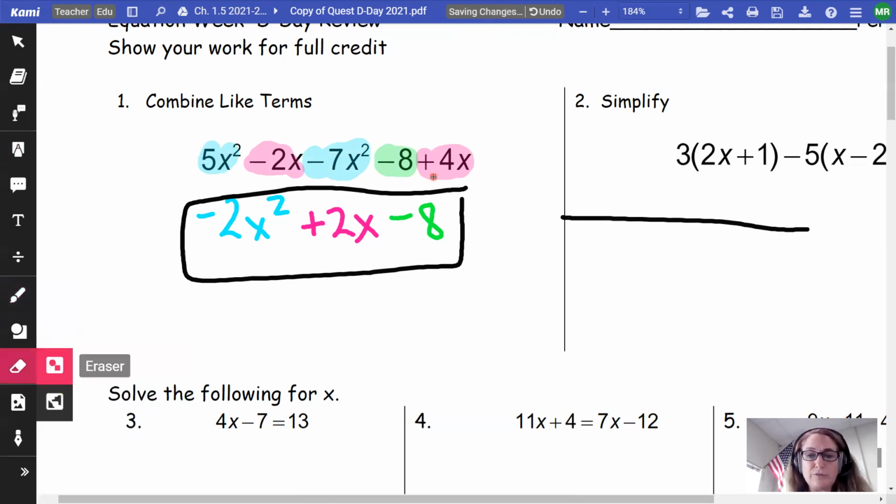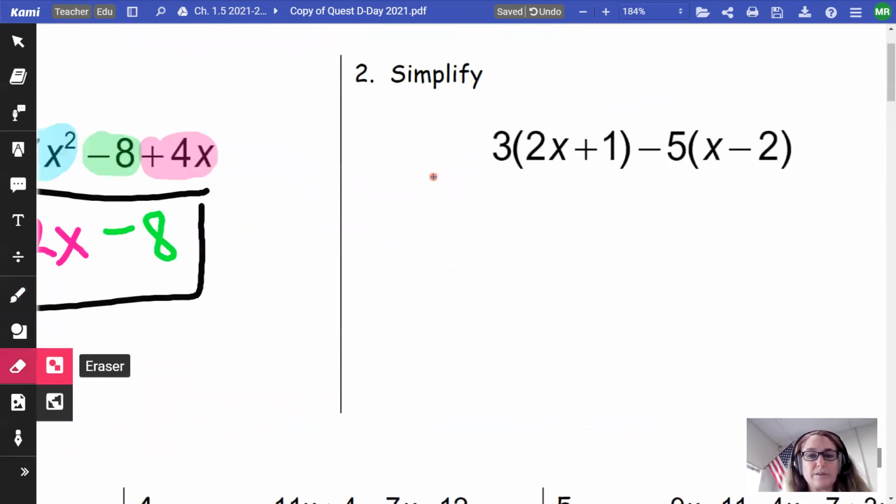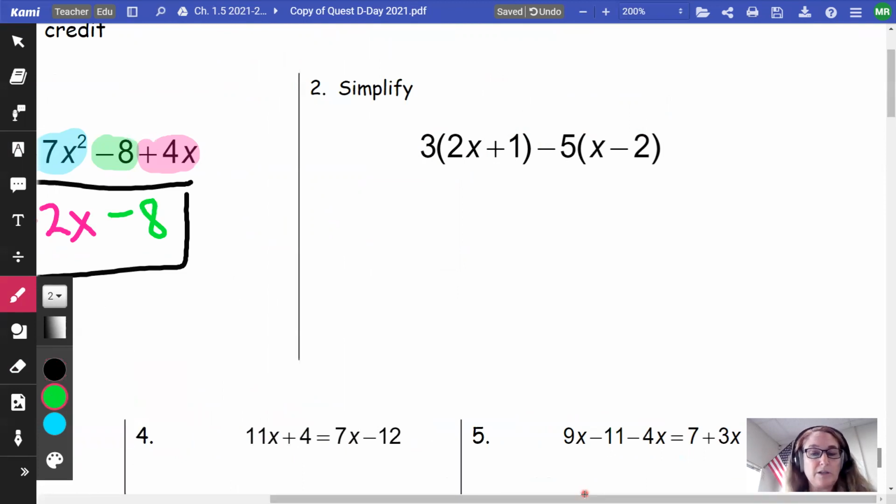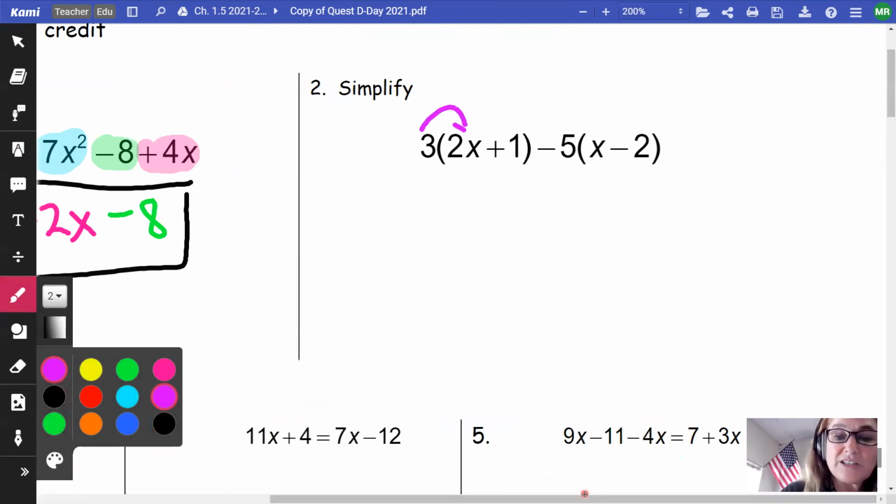On number 2, we're going to distribute this 3 to both of the things in the parentheses. Then this is a minus 5 or a negative 5 that's going to distribute to both of these. So when we say distribute, we're going to multiply. Okay. So I am going to take 3 times 2x and 3 times positive 1. So 3 times 2x is 6x. 3 times a positive 1 is a positive 3.